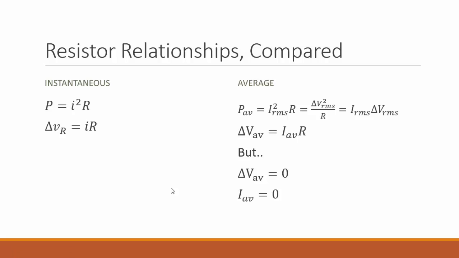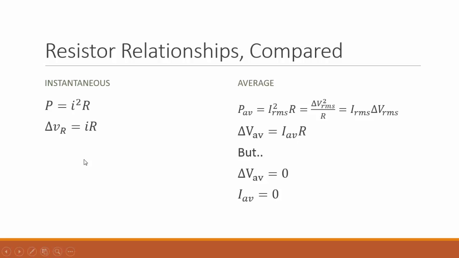So for instantaneous, all of our formulas we've had before work exactly the same as they did before. For example, the power is I squared R. It is also equal to delta V squared over R, which is equal to IR. But the only thing is that you use the lowercase letters instead of the uppercase to make sure we are clear that you're talking about the instantaneous values.